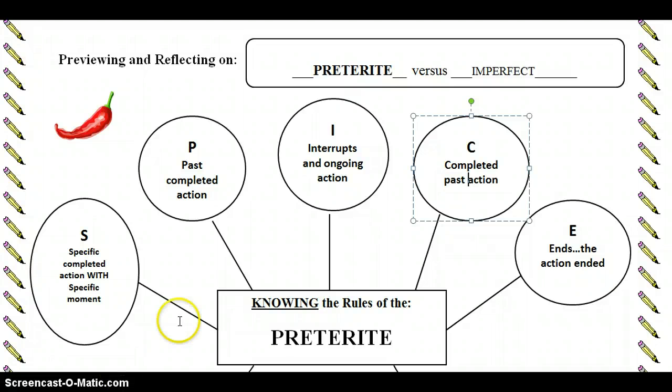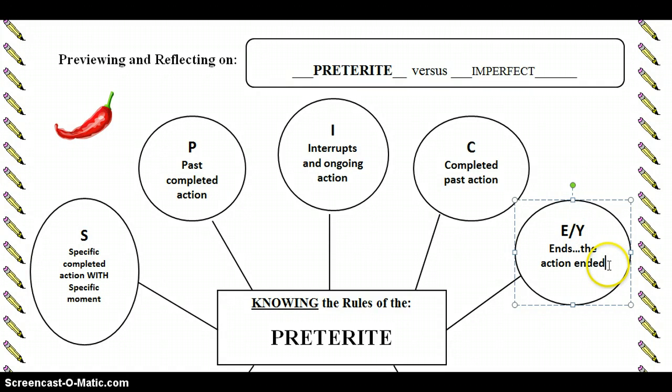I think on your papers you also might have the word Y, and for the word Y you could also think of yesterday. So you could have SPICE or you could have SPICY. Yesterday just indicates it occurs in the past tense.